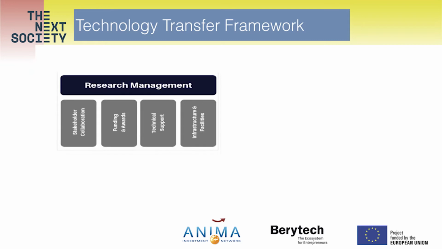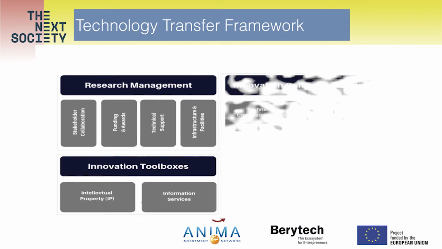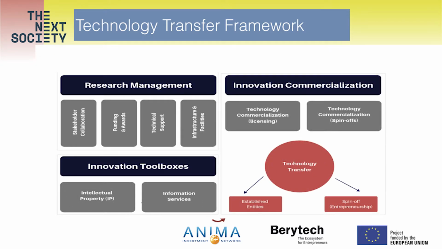So this is how the technology transfer framework looks, and it is really comprised of three main pillars: research management, innovation toolboxes, and innovation commercialization. The research management component has to do with the elements that allow you to do the applied research, convert it to a prototype, and finally into a product that can actually be commercialized. The innovation toolboxes include the necessary elements such as intellectual property rights and the necessary information for researchers in order to conduct their research and to be able to apply it to the market in a proper way.